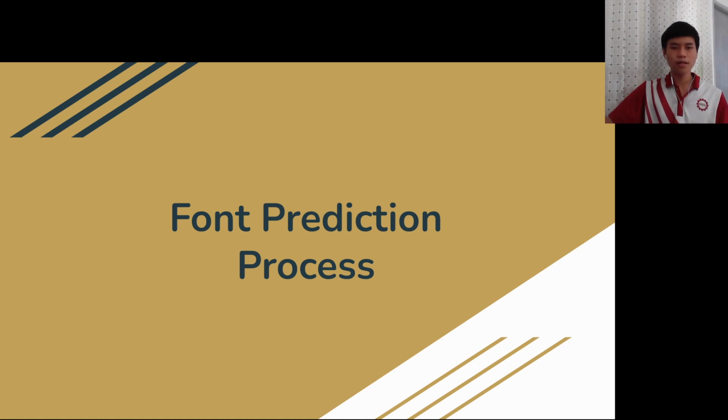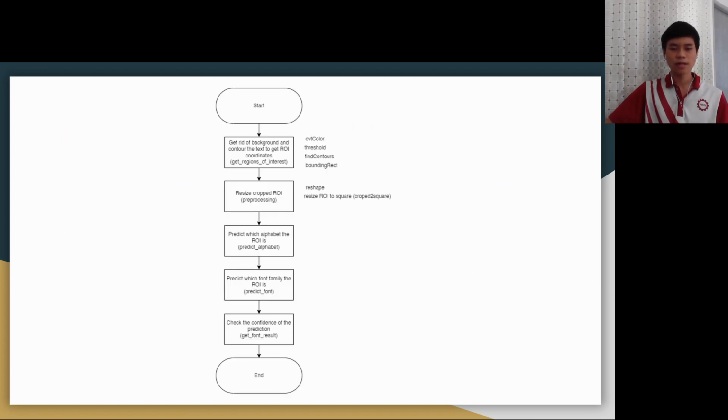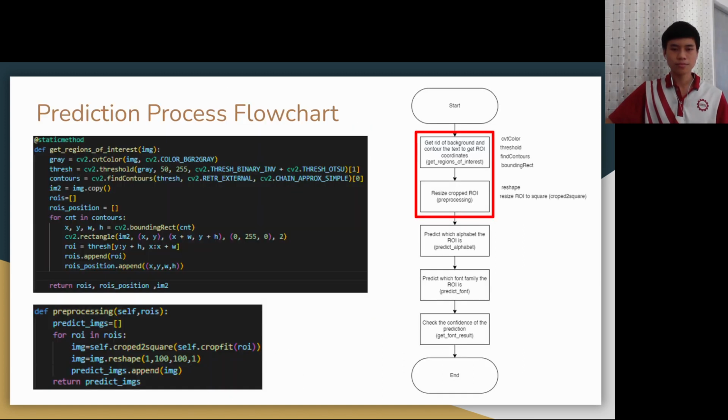For preparing the image for detection, we need to extract the text from the input image. We might have non-plain backgrounds, so we use threshold and contour techniques to find the area of the alphabets, and also resize to match the dataset to predict the font name. And here is the flowchart.